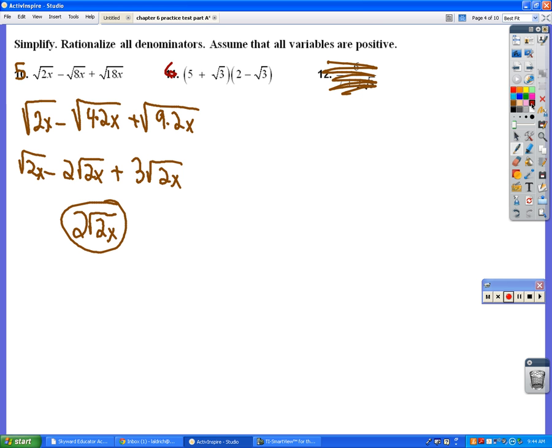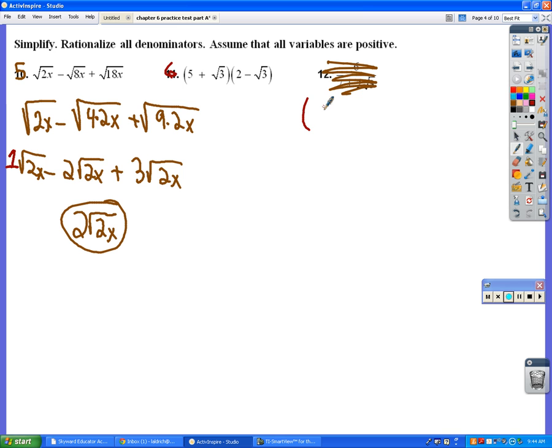Anyways, how is it only a 2 on the outside? Because this has a 1 on the outside, right? So 1 minus 2 is negative 1, plus 3 is 2. I forgot the one. Yeah, right.